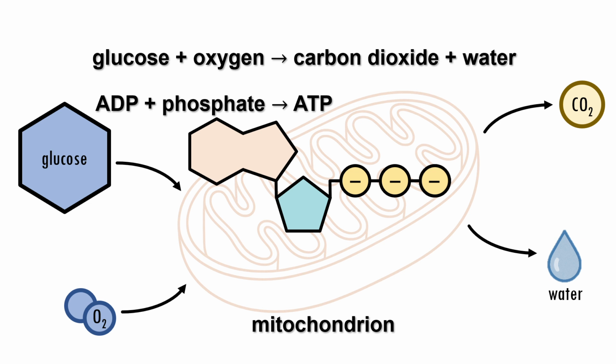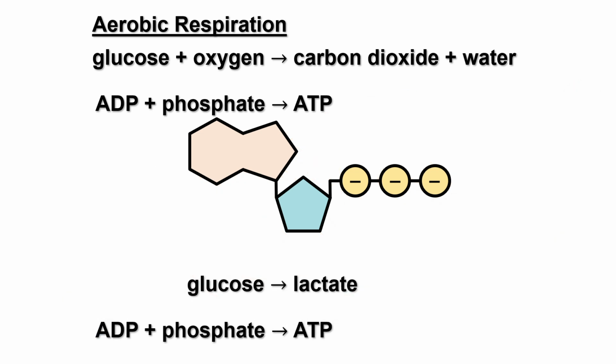Some organisms use oxygen to make ATP. This is called aerobic respiration. Others can make ATP without oxygen. This is called anaerobic respiration or fermentation.